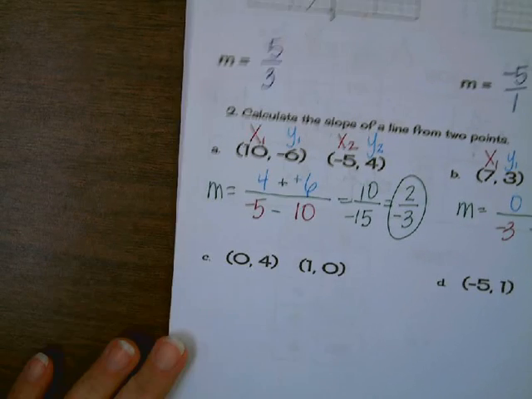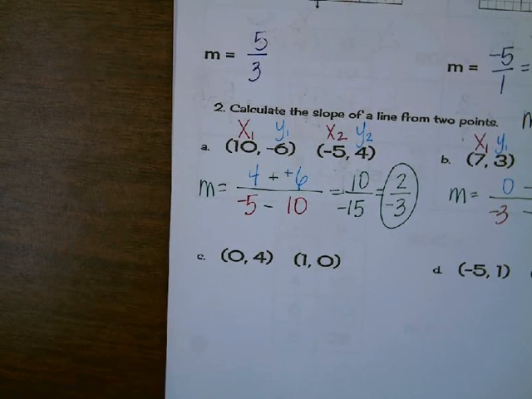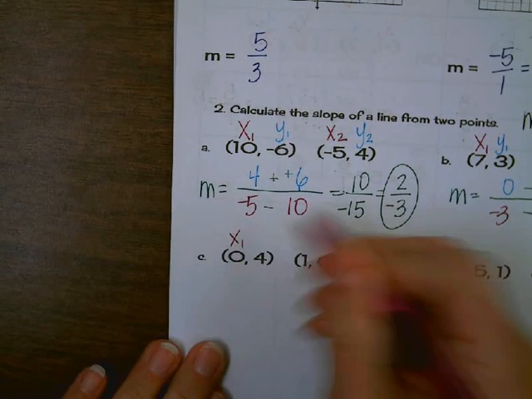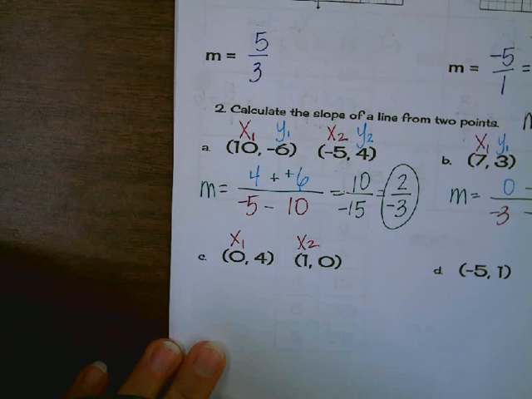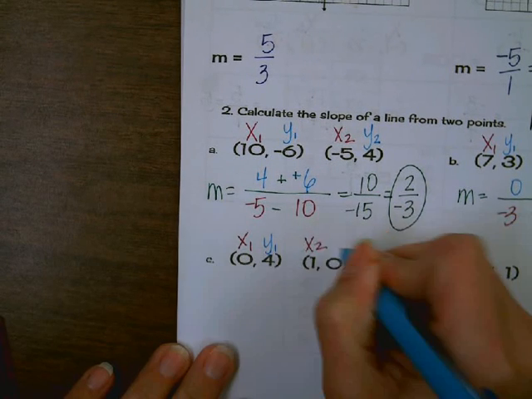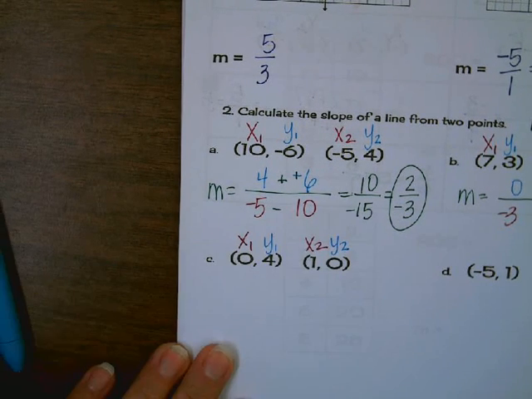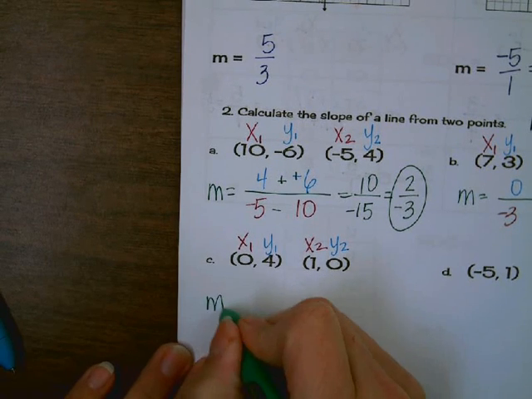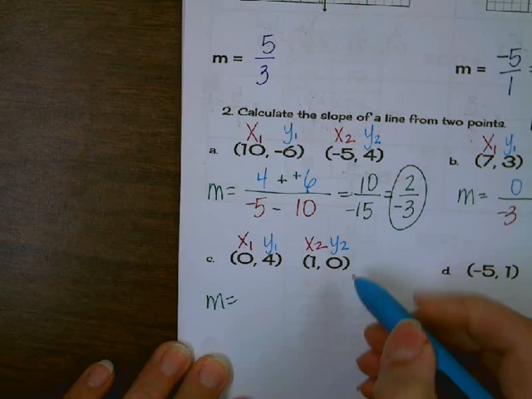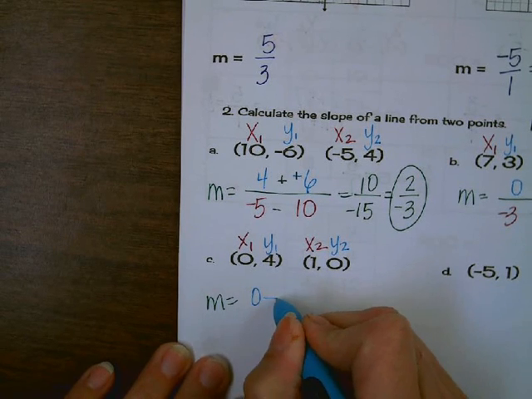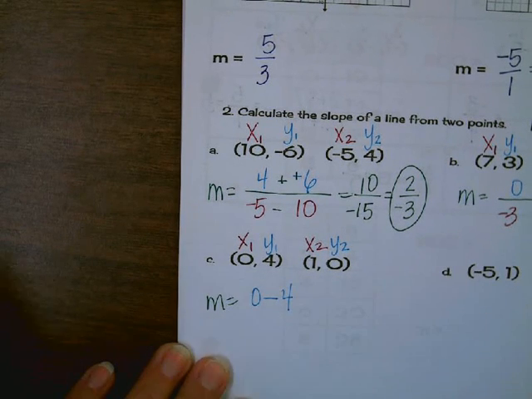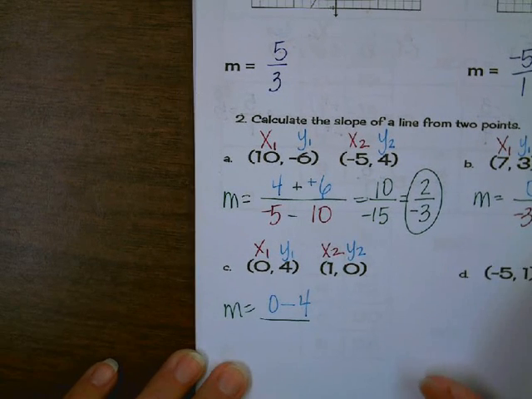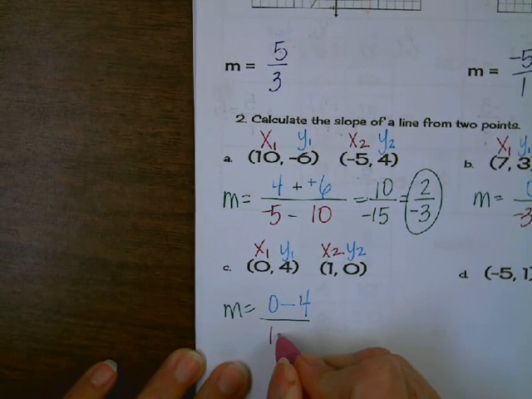All right, let's go ahead and get started on C and we can check C. So here I label my points, x1, x2, y1, y2. So I'm going to start to be able to find my slope. So my y2 is going to be 0 minus 4. My x2 minus my x1 is going to give me 1 minus 0.